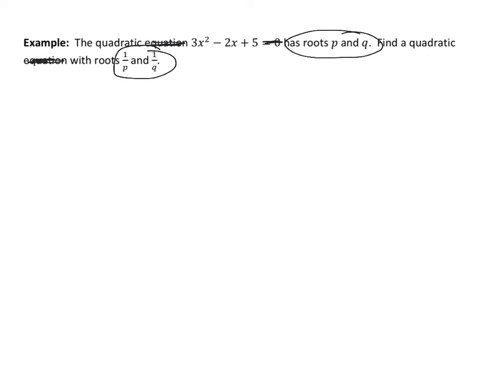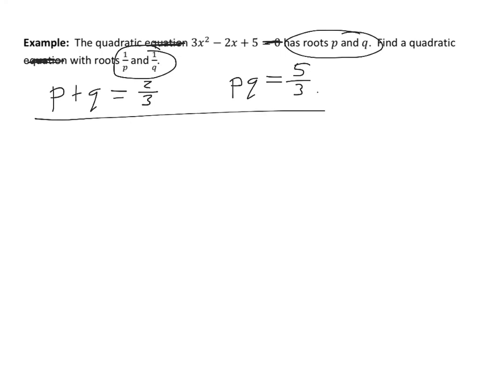So pause the video and try this one on your own. Remember, find the relationships for the old roots, and then try to find ways to use those to figure out relationships for the new roots. So my previous sum, p plus q, had to equal negative b over a, and my previous product of roots, p times q, had to equal 5 over 3. So this is the information that I have to work with.